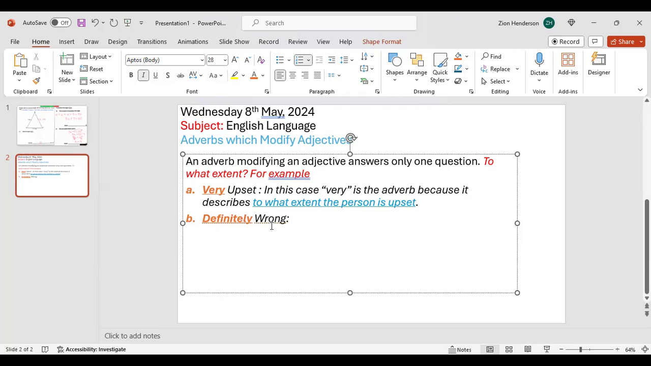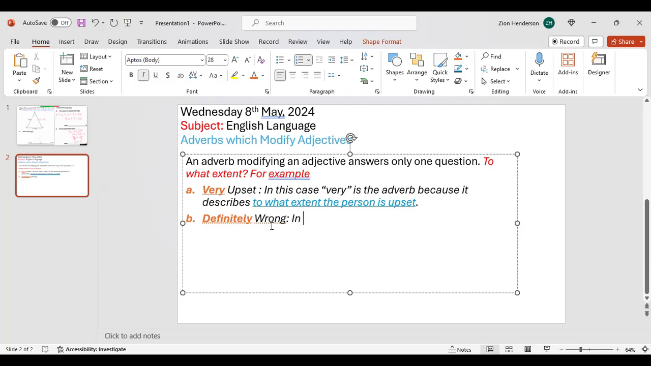Anyone ever use that on someone? Like they answer a question, and you say, no, you're far off. Has that ever happened to someone? Yes, sir. Yeah, all right. So definitely wrong. Definitely wrong. Definitely is the adverb.